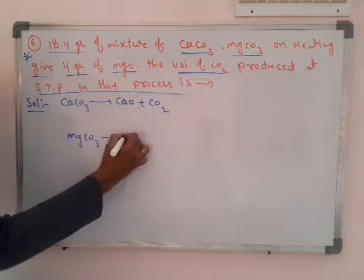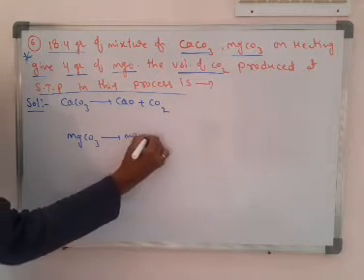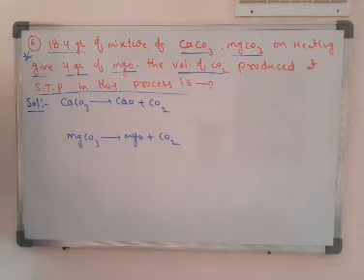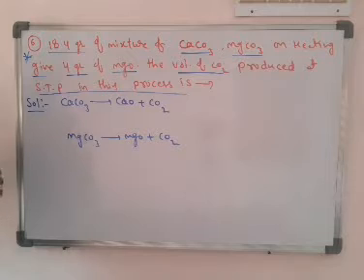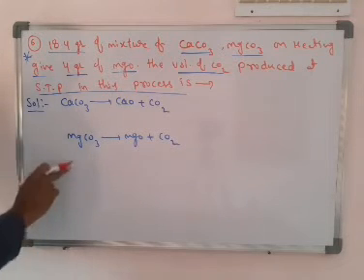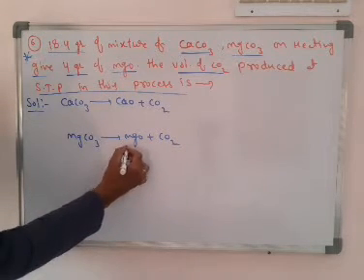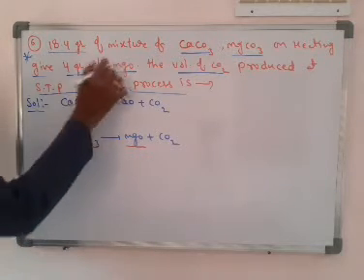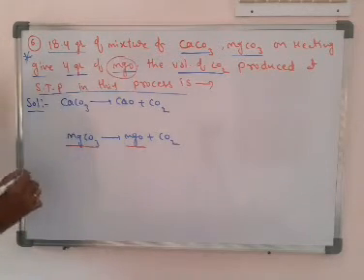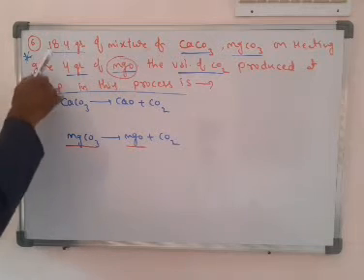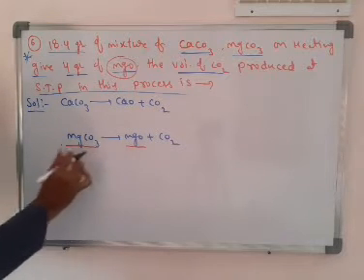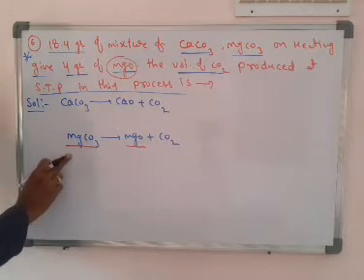Magnesium carbonate also forms MgO and CO2. So we know this reaction. Here information is given only about the magnesium oxide which is formed. How much is formed? 4 grams of magnesium oxide is formed. And the total compound is 18.4 grams. So the given clues are about MgO, and MgO is formed by nothing but MgCO3.